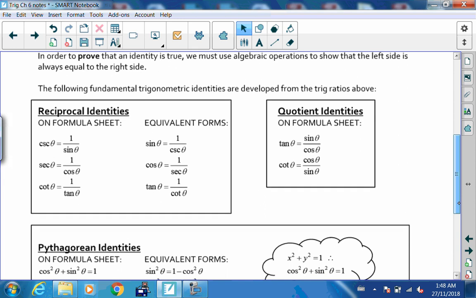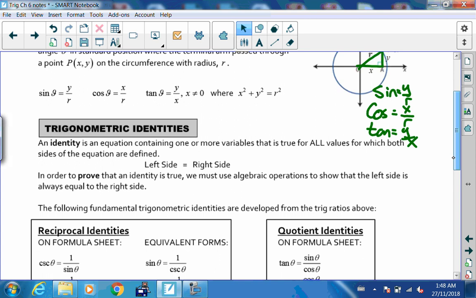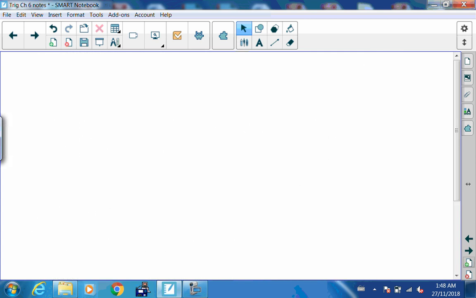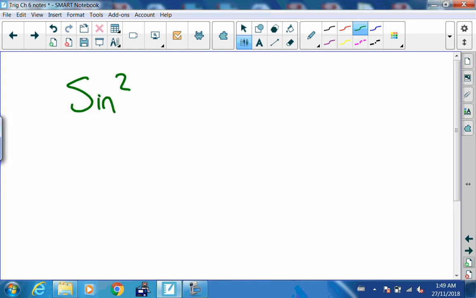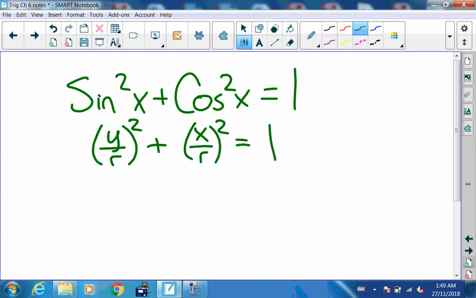So these are all from your formula sheet, and our basic identities we know to be true. Now, I'm going to show you guys why the Pythagorean identity is true. I'm going to try and demonstrate that sine squared of x plus cosine squared of x equals 1. Well, again, going back to our basic definitions of these things, we know that sine is y over x. Or sorry, y over r. Sine here. Cos is x over r. And that equals 1.